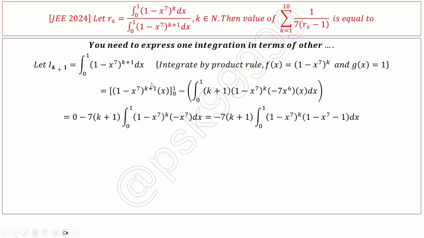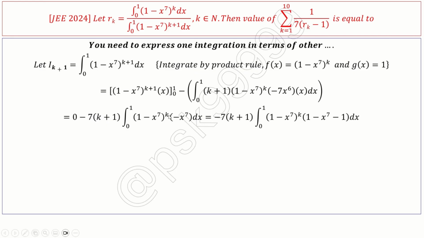Now if I apply limits to the first part, I'll get 0 anyway, because if I substitute 1 here, this is 1 minus 1 which is 0. If I substitute 0, the product into 0 is 0 anyway. So the second part: I'm taking 7 into k plus 1 outside, so minus 7 into k plus 1, because the minus is already there, times the integration from 0 to 1 of (1 minus x to the power of 7) to the power of k into minus x to the power of 7 dx. Why did I keep it as minus x to the power of 7?